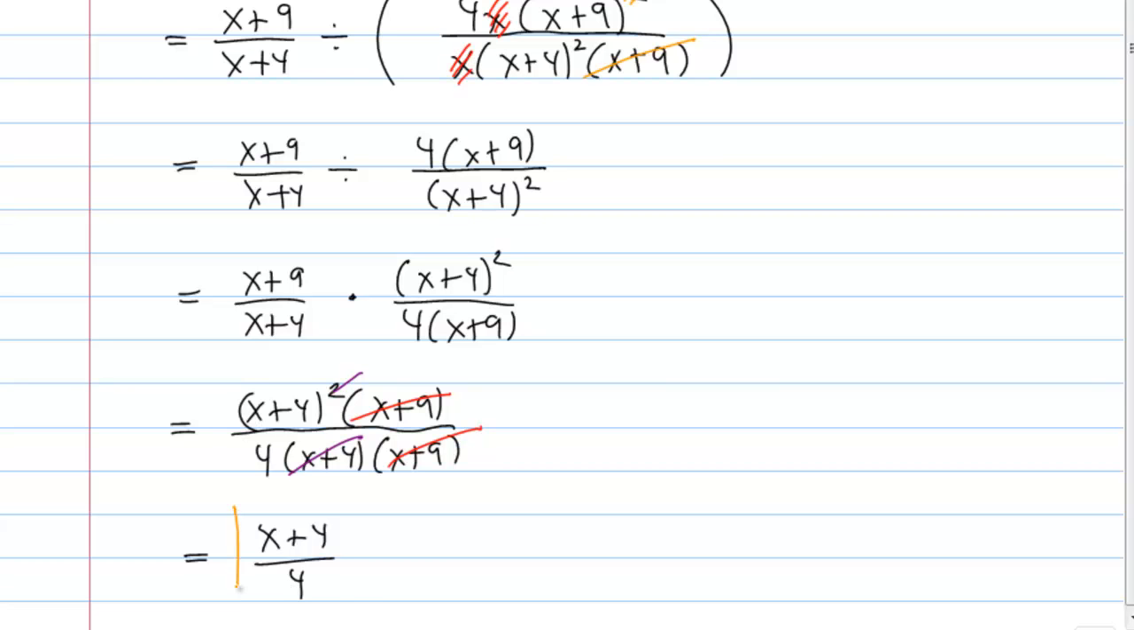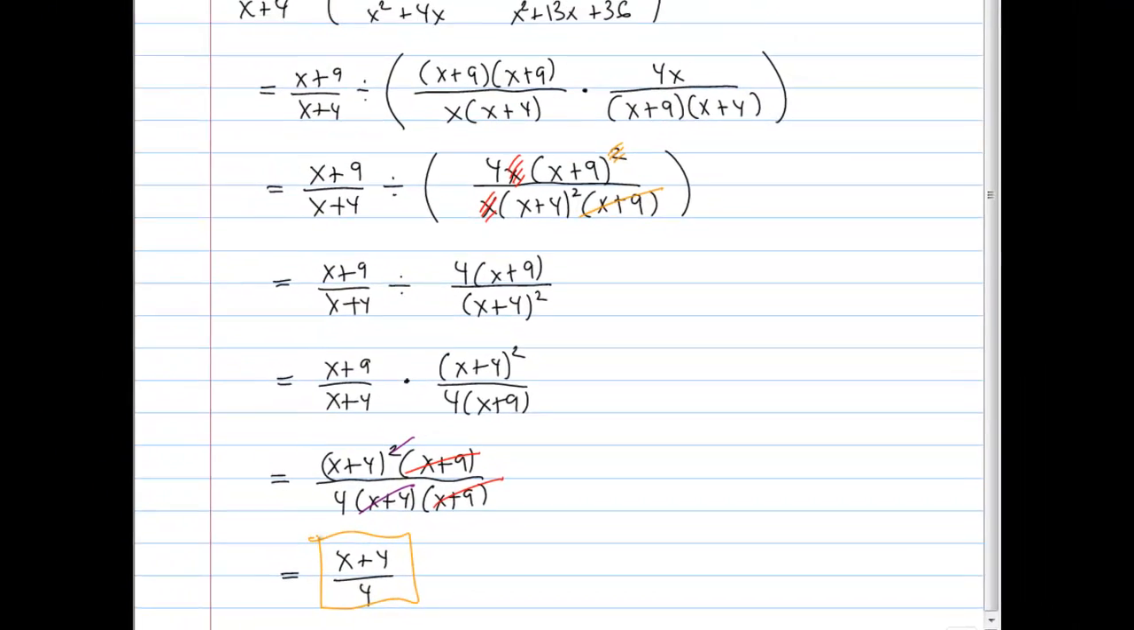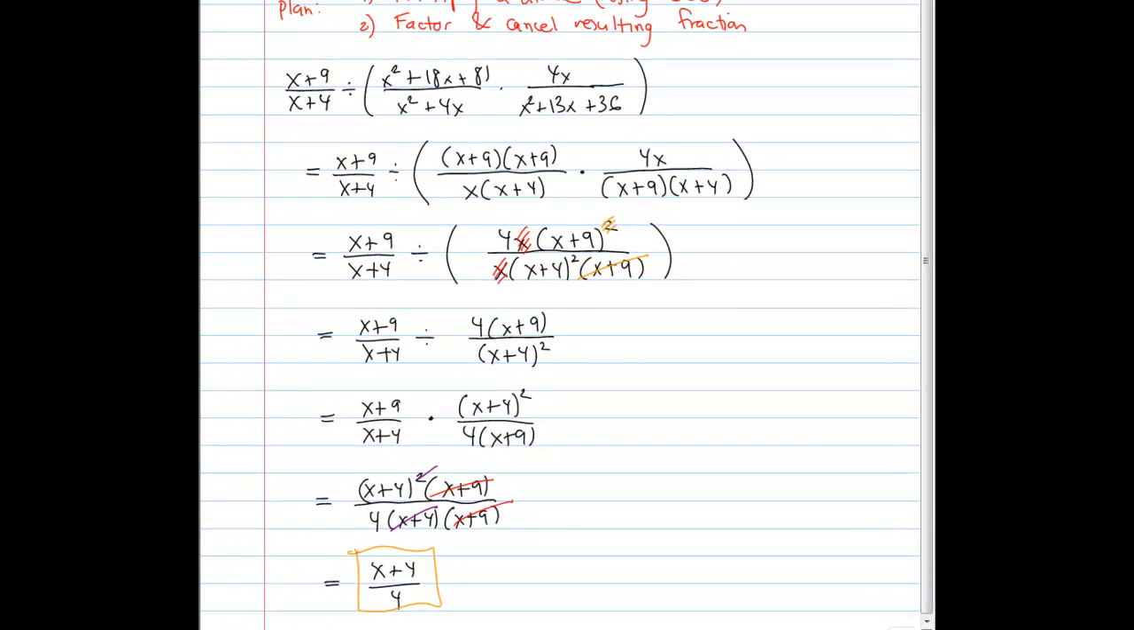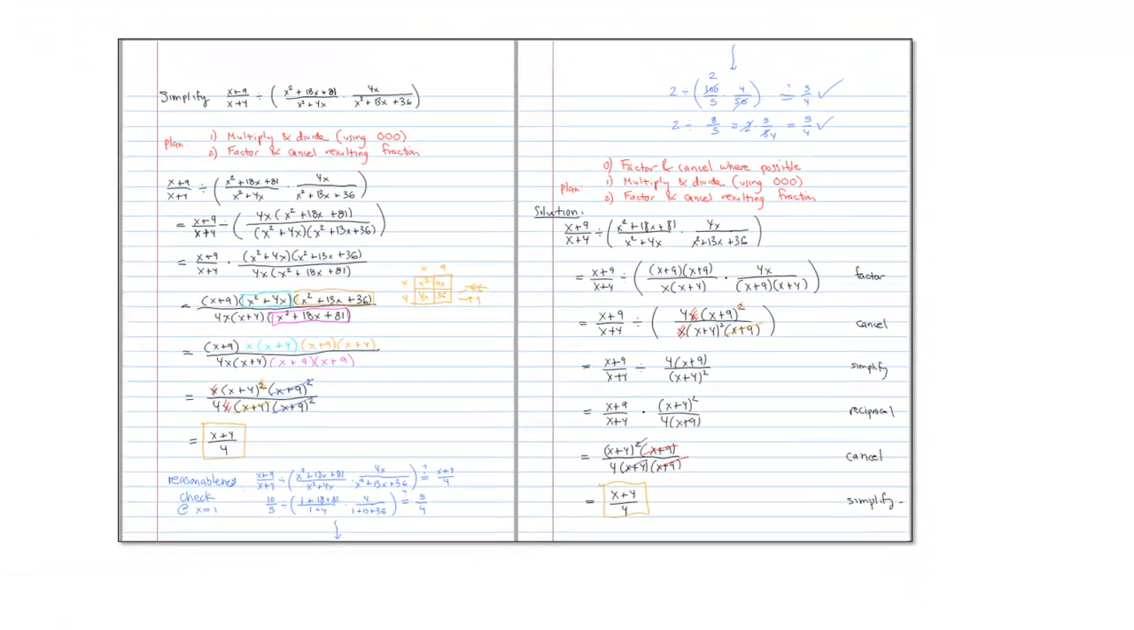In some sense, I like this solution a little bit better because it's constantly keeping us thinking about the simplification process. And so I'm actually going to decide, in hindsight, that I'm going to use this as my solution instead of the work I had above. So let me just annotate it a little bit. We did a factor, we did a cancel, we did a simplify, we did the reciprocal, we canceled again, and then we did one last simplify. And so here we have our final work.